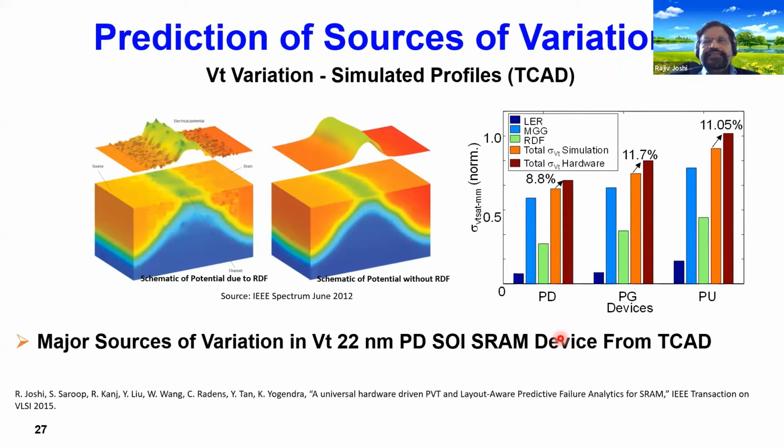Here is a classic example where we did device level understanding using Monte Carlo, of how the LER, that is line edge roughness, metal grain granularity, and random dopant fluctuation affect the pull down device, the pass gate device, and pull up device of SRAM. You can see the dominant factors that we noticed, the RDF as well as the MGG, that is metal grain granularity, because the work function these days is set by the metal gates. There are variations of the grains, and this is what we observed, and we utilized that information as we moved forward.